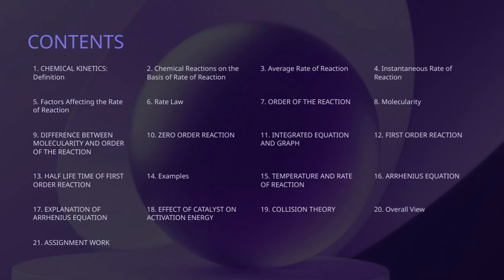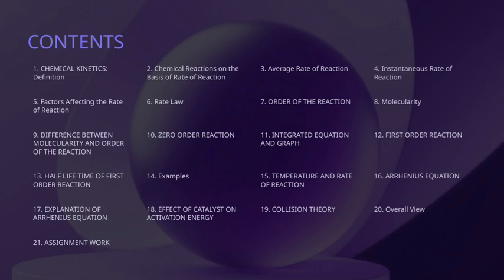Let's take a quick overview of what we'll be covering in this presentation. Starting with chemical kinetics, which is essentially the study of how fast chemical reactions occur and the factors influencing their rate. We will explore the basic definitions and then move into more specific concepts. We'll look at the rate law, which helps us understand the relationship between reaction rate and concentration. Then, we'll examine different reaction orders, 0, first, and second, and see how they affect the reaction rate.